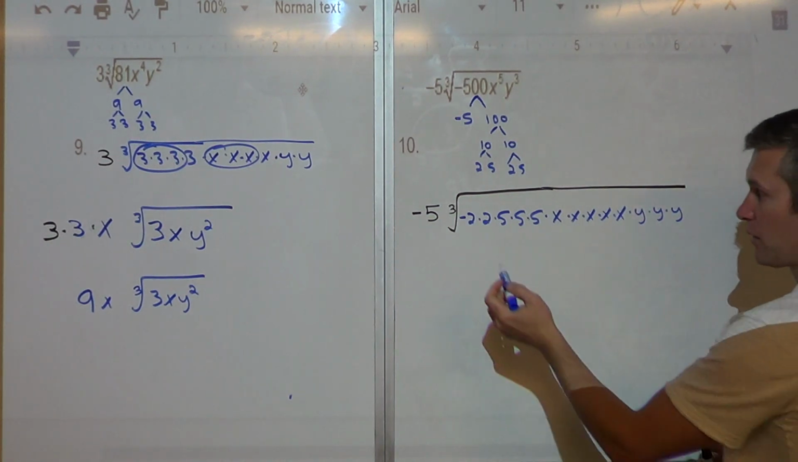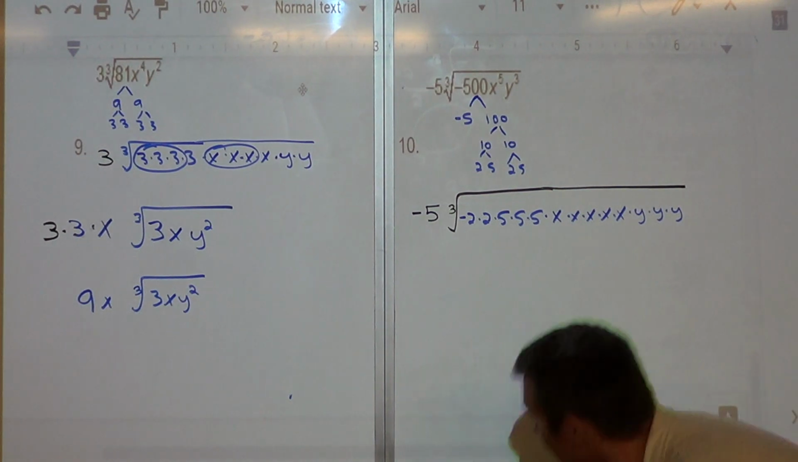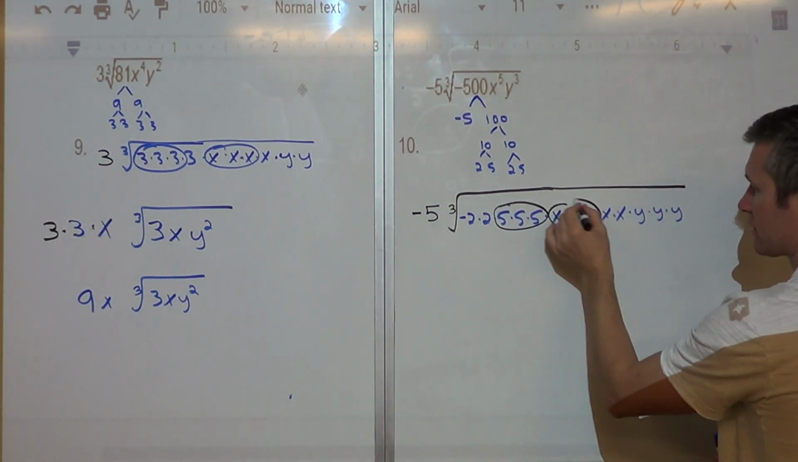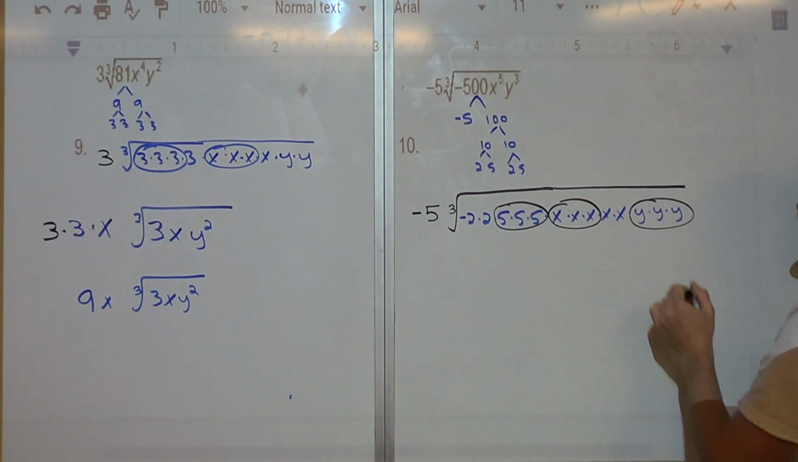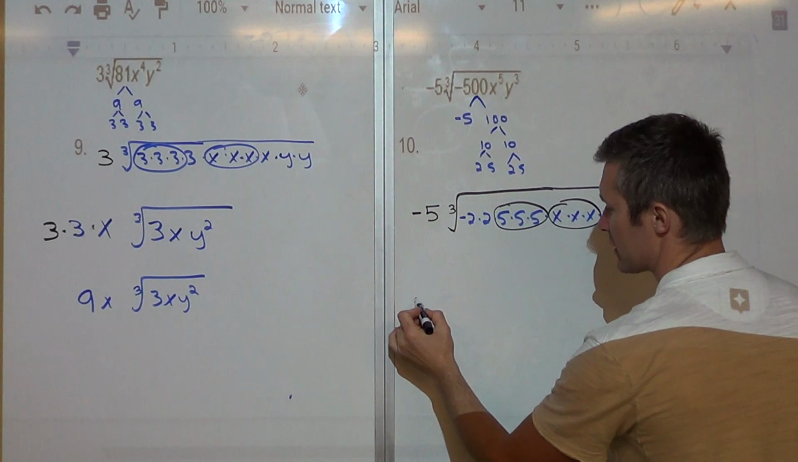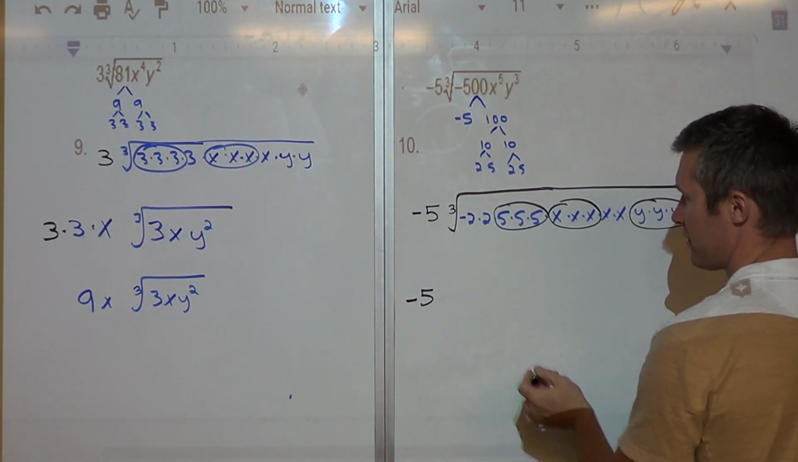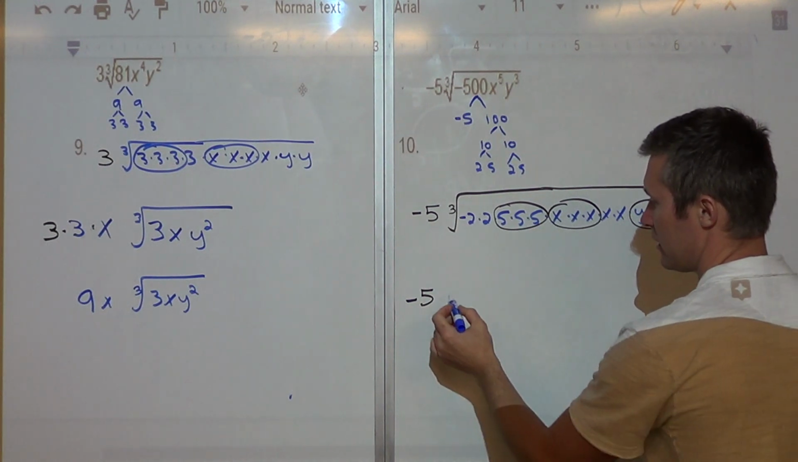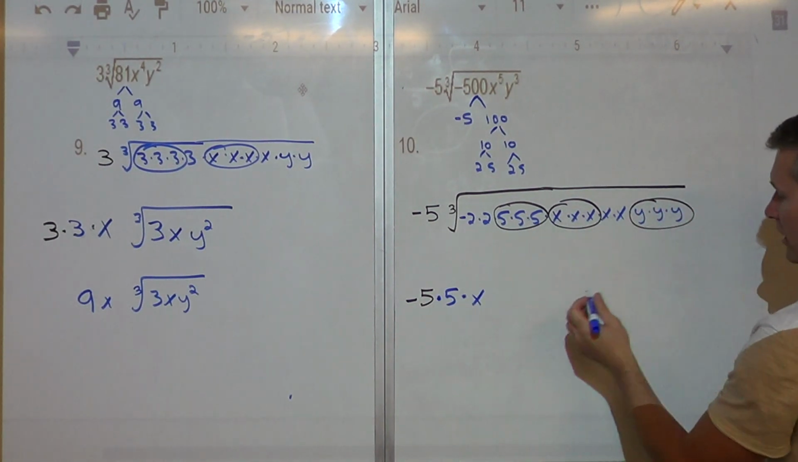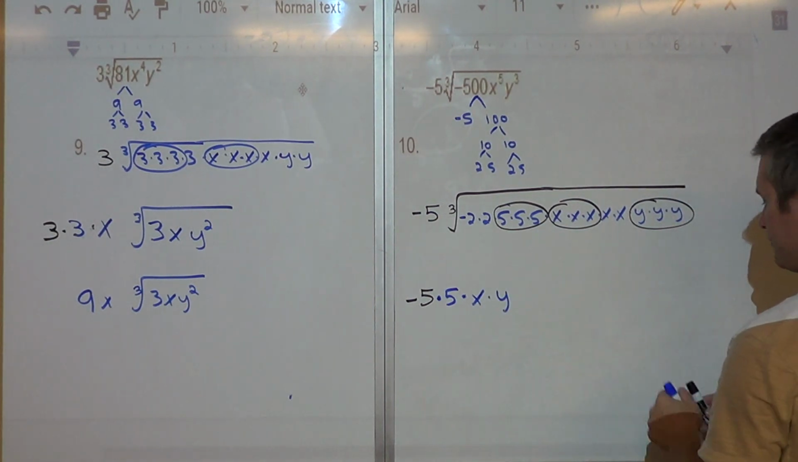Now we want a group of 3. So we have a group of 3 fives, that's a group. We have x's, a group. We have y's, a group. So we have the negative 5 already, so that stays. Then we took out a 5. We had one group, we had a group of x's, we have a group of y's. Then what was left over?